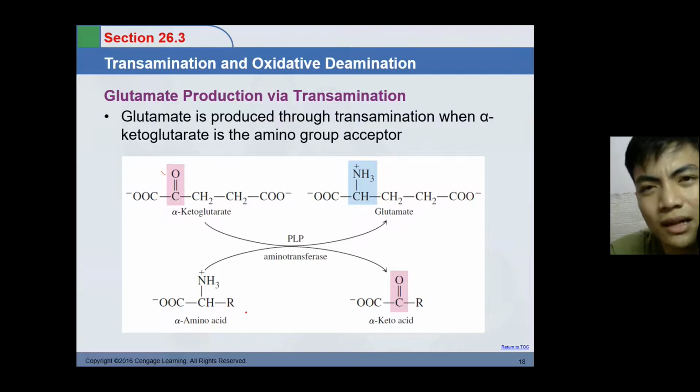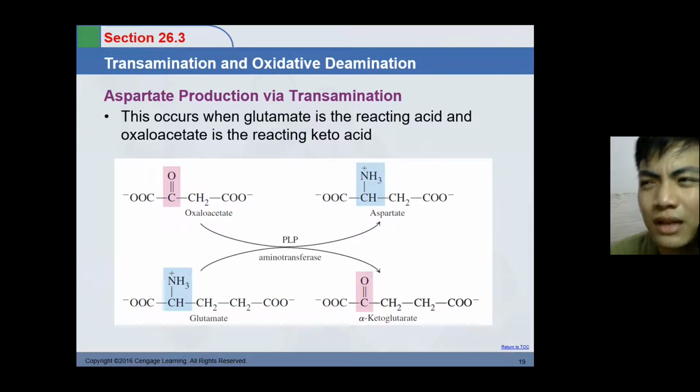Itong amino acid, kahit anong amino acid yan. And then, one of the products will be a keto acid. Yung keto acid, pwede yung maging ketone body. Alam niyo naman yung mga pwede gawin sa ketone body. Pwede tayo dyan gumawa ng acetyl coenzyme A ulit, diba? So, yan yung way of producing glutamate in our body via transamination. This is just one of the many examples of transamination.